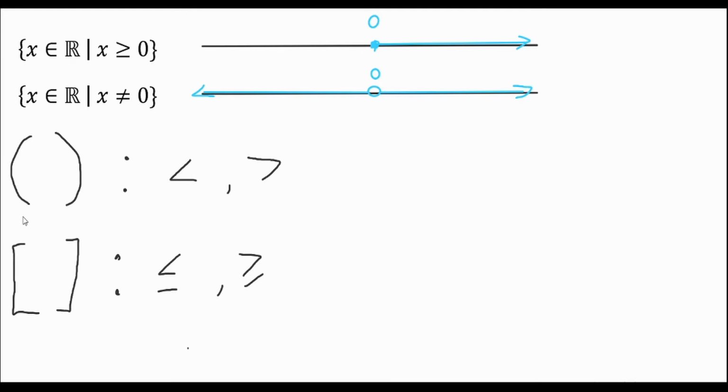Now these are also known as parentheses, and what these represent are just greater than or less than signs. So if we have something equivalent to, for instance, x is greater than 0, we would use the open brackets, the parentheses. However, if we want to include 0, like the first example, it would be equivalent to x is greater than or equal to 0. So that's the difference between these two brackets right here.